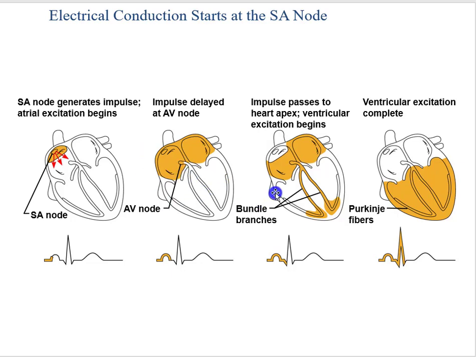In any case, after the AV node allows that electrical excitation to pass through, it travels through these things right over here called the bundle branches. These things right over here are called the bundle branches. And so actually before the bundle branches, this section here, which is unlabeled, is called the AV bundle.